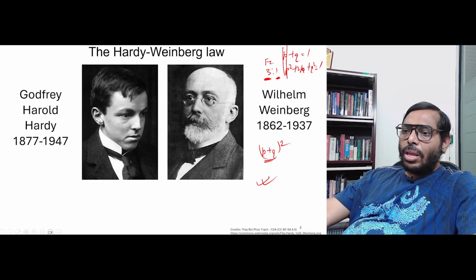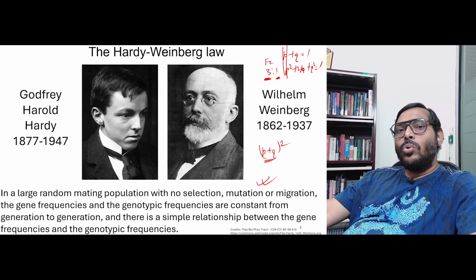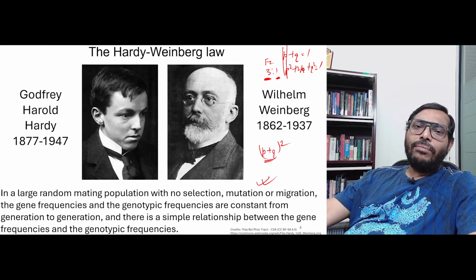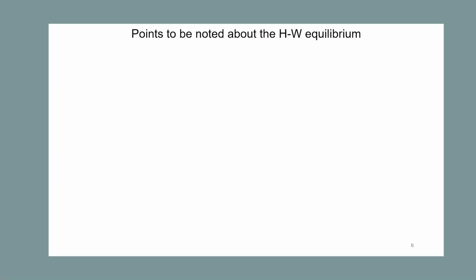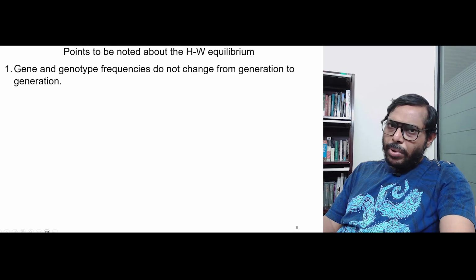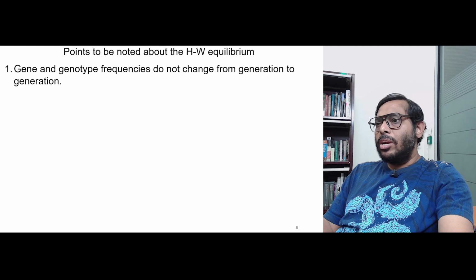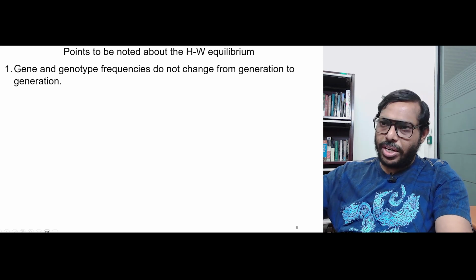So, that is why this is one of the few laws in biology. Remember, there are very few laws in biology. This is one of maybe 4 or 5 that exist. So, there are a few points to be noted about the Hardy-Weinberg equilibrium. First point, which is a part of the statement itself, is that the gene and the genotypic frequencies do not really change from generation to generation.